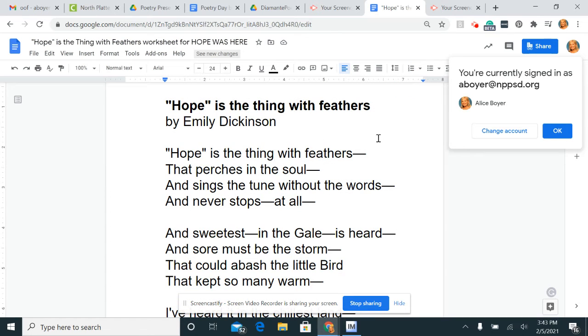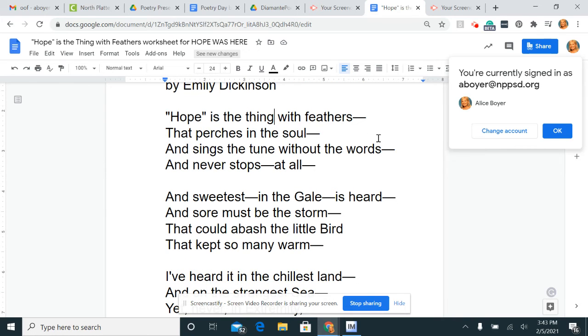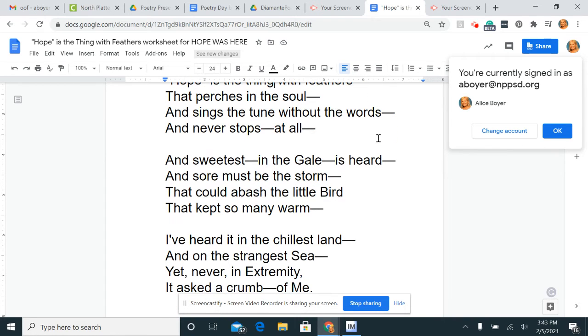Hope is a thing with feathers that perches in the soul and sings the tune without the words and never stops at all. And sweetest in the gale is heard, and sore must be the storm that could abash the little bird that kept so many warm.